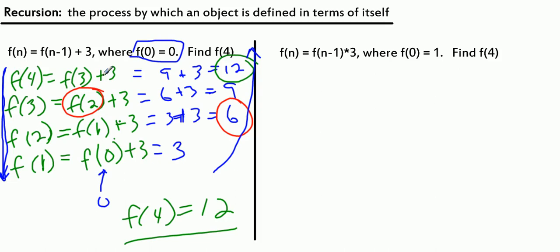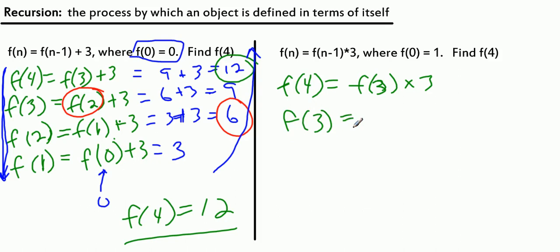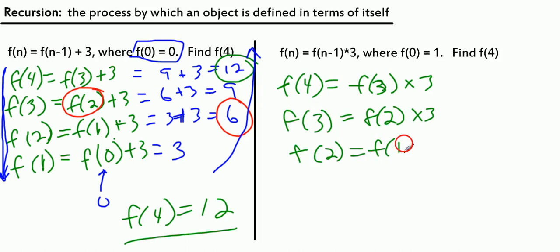Using the same logic over here, in this second example, we're going to have repeated multiplication. So you might already know or have a guess as to what the answer is going to be. F of 4 is going to be f of 3 times 3. F of 3 is going to be f of 2 times 3. We don't know what f of 3 is, so we have to compute f of 3. We don't know what f of 2 is, so we have to compute f of 2. F of 2 is f of 1 times 3. We don't know what f of 1 is, so we have to compute f of 1. F of 1 is f of 0 times 3.